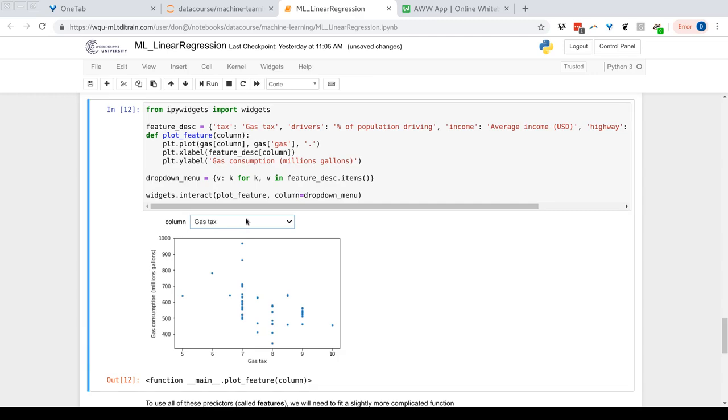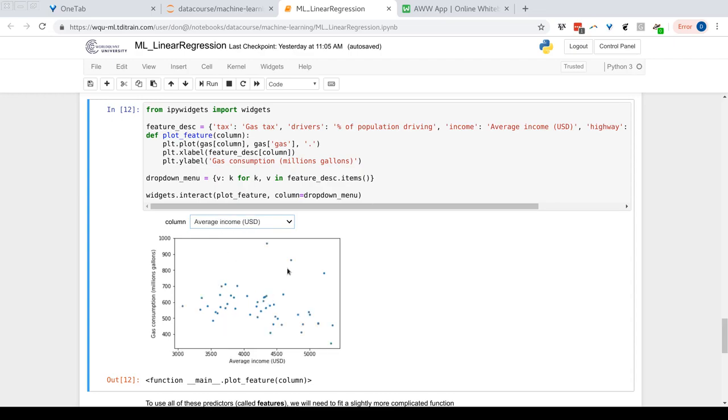So this is how our gas consumption varies with gas tax. And if we look at it here, it's not too strong a correlation, but in general, as you increase the tax, gas consumption decreases. This is the percent of the population driving. We saw this before, and this is perhaps the variable with the strongest linear correlation. So we expect that this variable is going to help us the most to make a correct, very accurate prediction for the gas consumption. Let's look at the other variables we have.